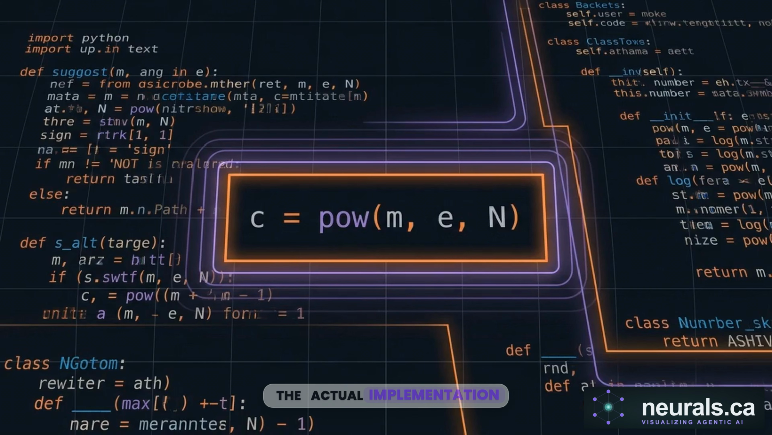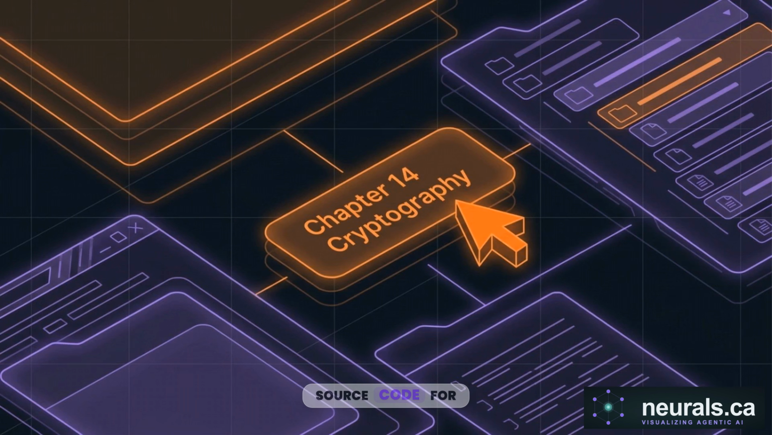In the actual implementation, the core of the algorithm is a single modular exponentiation, executed in Python using the pow function. You can find the source code for these cryptographic strategies at github.com/cloudinum/50algorithms inside the Chapter 14 Cryptography Notebook.